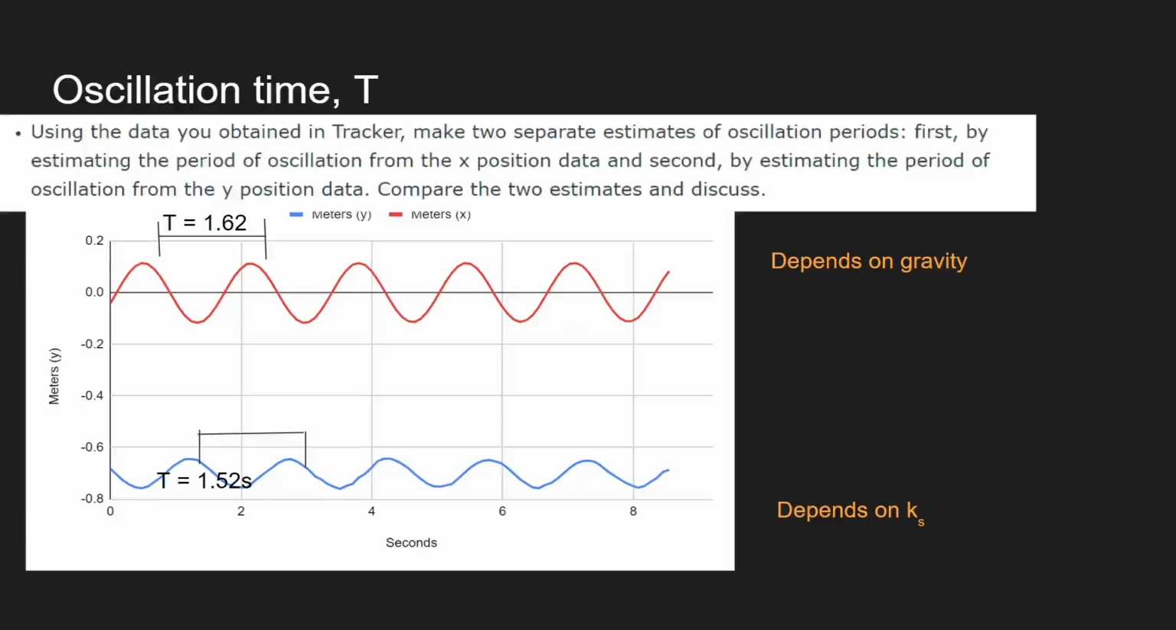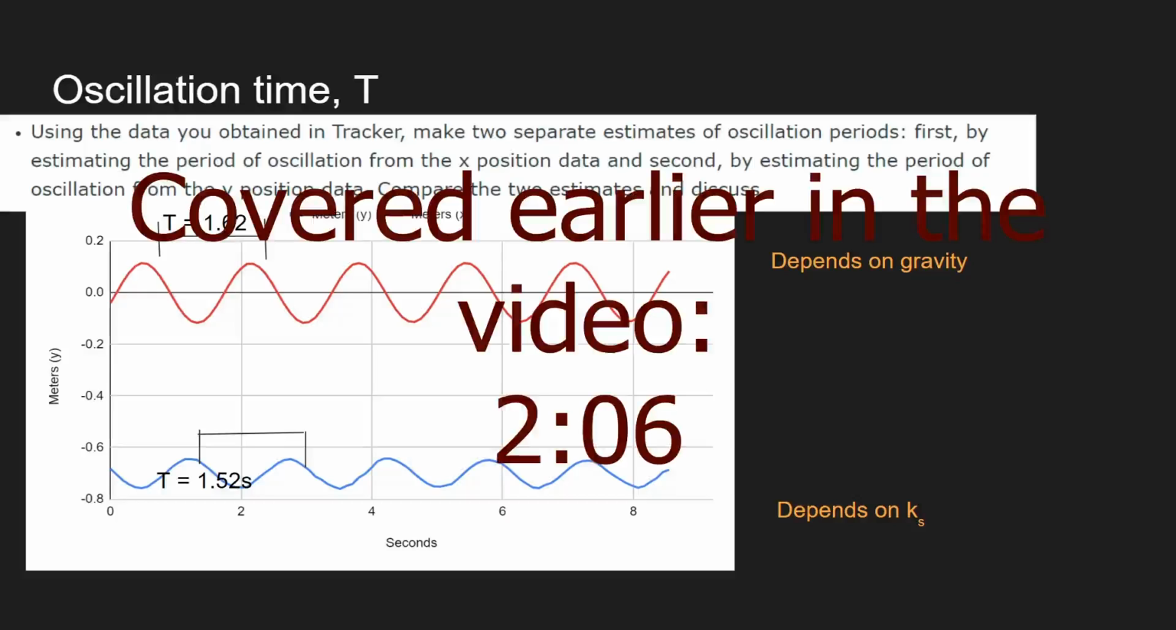Here in the oscillating time, we have to tell what our x and y positions are going to be dependent on, compare the two estimates, and then discuss the differences between the two. Well, we could see that the x oscillation period is just ever so slightly longer than the y oscillating period, and this is because the x depends on the gravity, while the y oscillations depend on the spring constant.